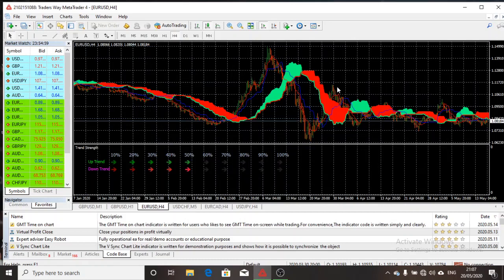Today I'm going to be doing a video on the Ichimoku cloud. This Ichimoku Kinko Hyo is a Japanese indicator created by a Japanese man. This indicator is so great because it predicts the movements of the market in a very good and wonderful way.